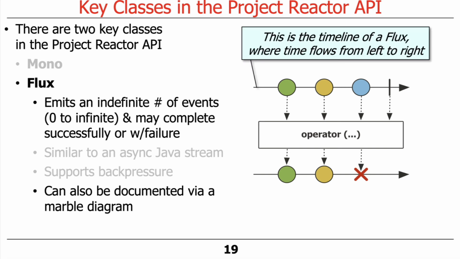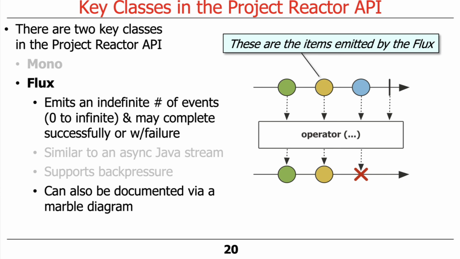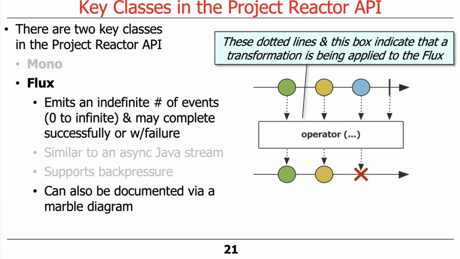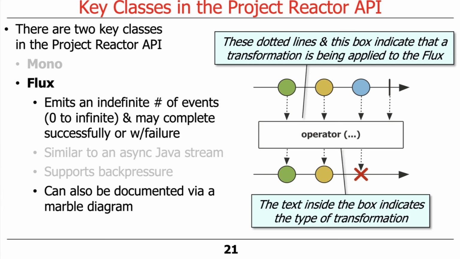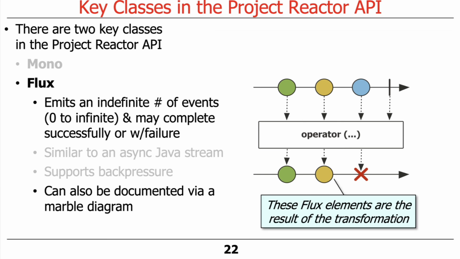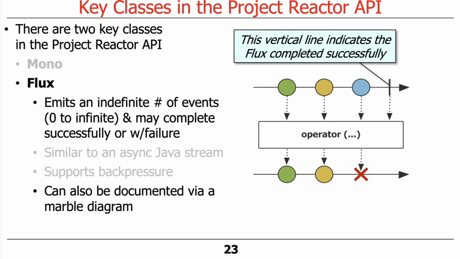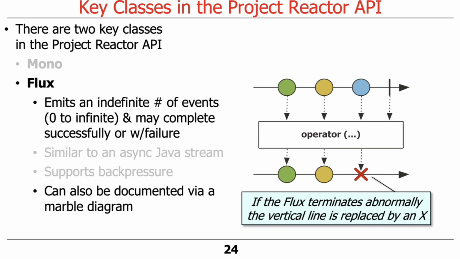Once again, we have this timeline where things flow from left to right. These are the items that are emitted by the Flux. The dotted line in the box indicates that transformation is being applied. The text inside the box indicates a particular type of transformation like map or flat map or doOnSuccess and so on. These elements are the results of the transformation. If it all goes well, you'll have a vertical line at the end that says we successfully completed our transformation. And if something goes wrong, then we're going to end up getting this vertical line replaced by an X, just to indicate what happens when errors occur.